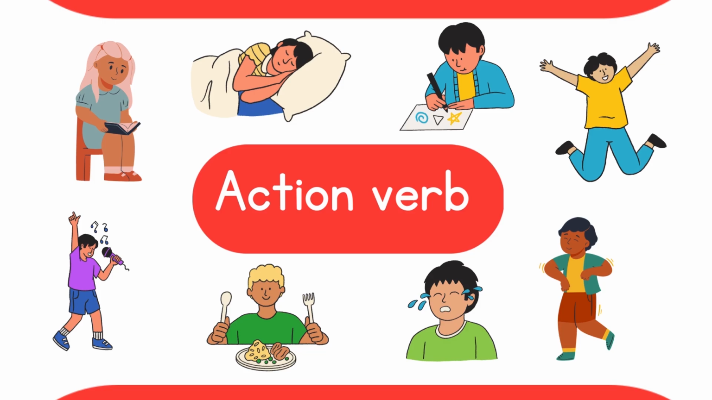Today we are going to learn action verb. So what is verb? A verb is a doing word that indicates action. For example, running, walking, writing. Let's learn more. Are you ready?